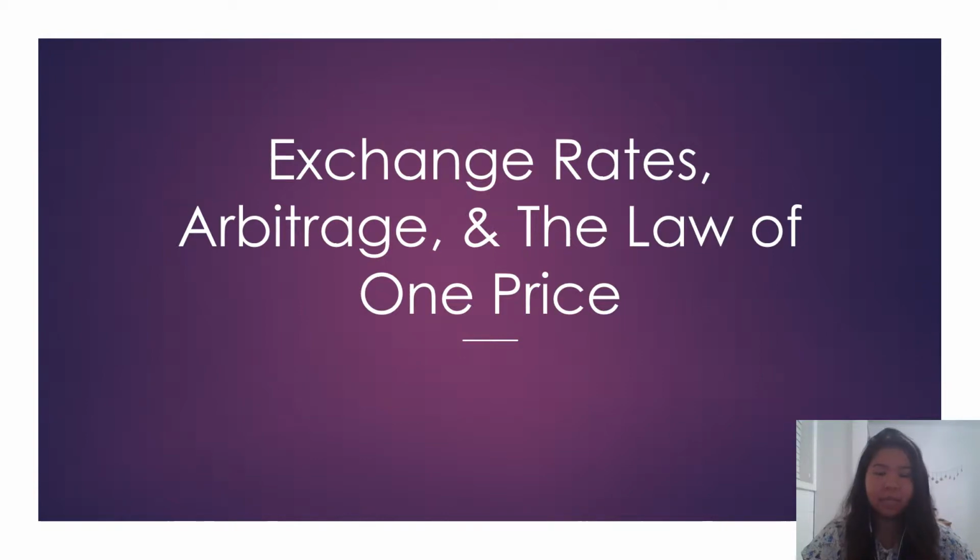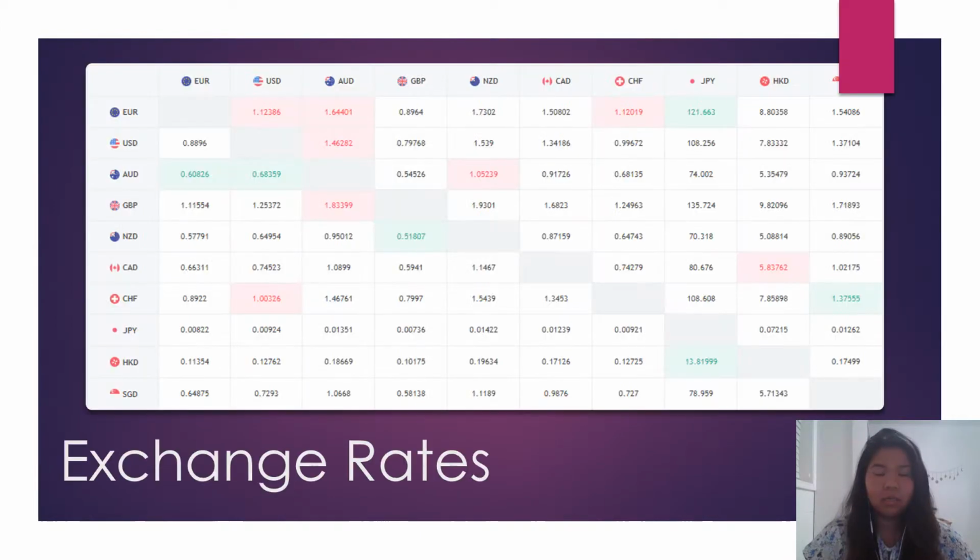Hi everyone, so today we're going to talk about exchange rates, arbitrage, and the law of one price and how these all flow into each other. So here we have a table of exchange rates that show the exchange rates for different currencies in the different countries. On the leftmost column, you're going to see different countries, and on the topmost column, you're going to see the same countries laid out. The left column, that's where we're going to start, and the top row is where we're going.